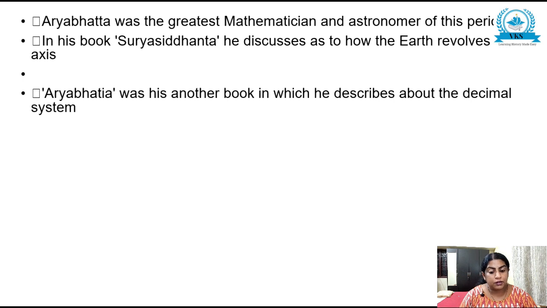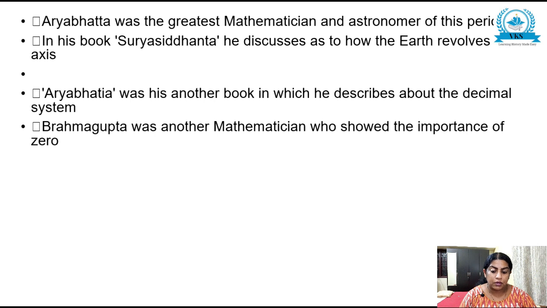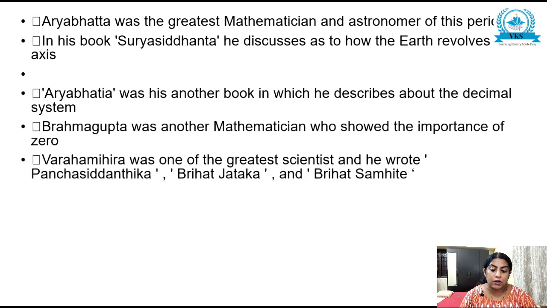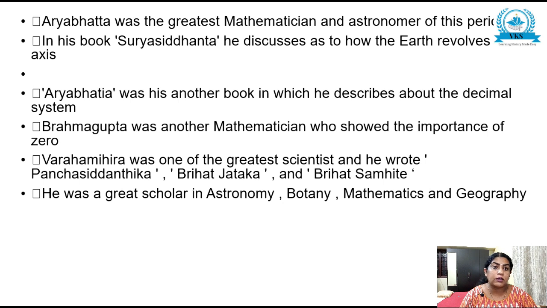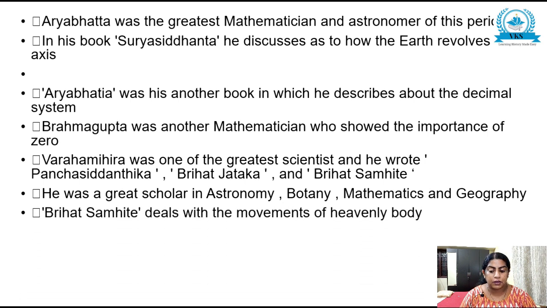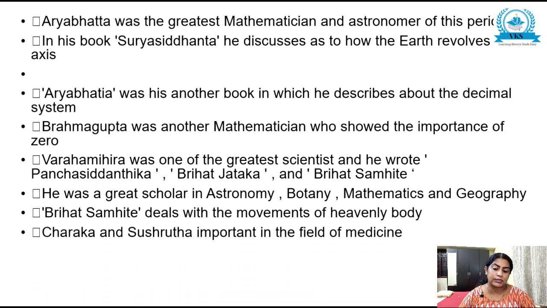Aryabhatiya was his another book in which he describes the decimal system. Brahmagupta was another mathematician who showed the importance of zero. Varahamihira was one of the greatest scientists and he wrote Panchasiddhantika, Brihat Jataka, Brihat Samhita, etc. He was a great scholar in astronomy, botany, mathematics and geography. Brihat Samhita deals with the movement of heavenly bodies.